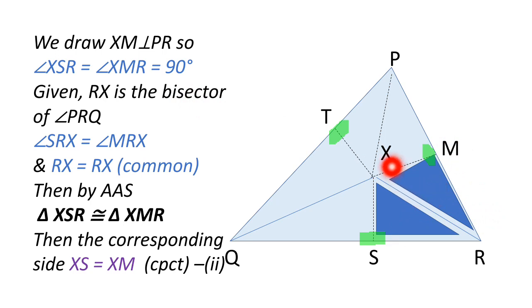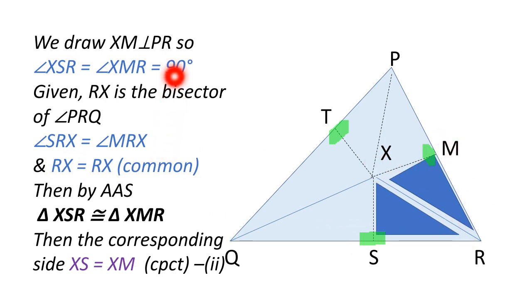So we are starting with XMR, and here it is XSR. Both the angles are 90 degree as it is given here. XSR is equal to XMR at 90 degree. Another thing is given, this RX is the bisector of this angle PRQ. That means this whole angle R is bisected by this RX. So we have two halves of the angle. So we will say that SRX is equal to MRX.